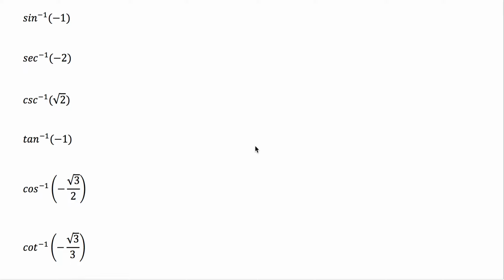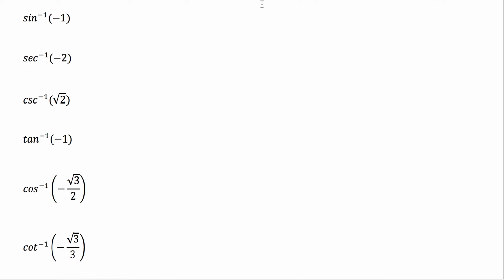Moving on to the part of the test review where we're talking about domain restrictions for the 6 inverse trig functions, and then we have these 6 problems that we're asked to evaluate. All right, so let's do the domain restrictions first. You need to make sure that you know which quadrants you can pull from for your inverse trig functions. So remember that there are 2 options.